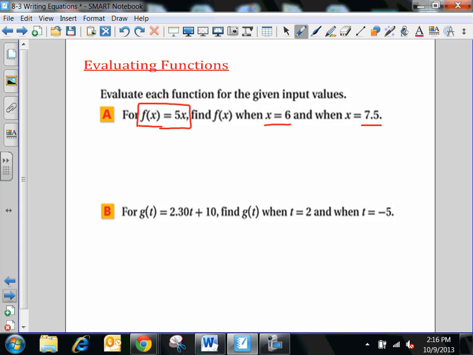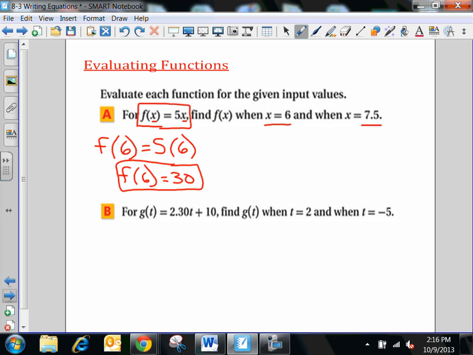So what we do is we plug those two values in separately for x. So the very first problem will look like this. f of 6 is equal to 5 times 6. Okay? Everywhere that there's an x, we plug in a 6. So the answer here is f of 6 is equal to 30. Okay? Several of you will just put 30, and that's okay.